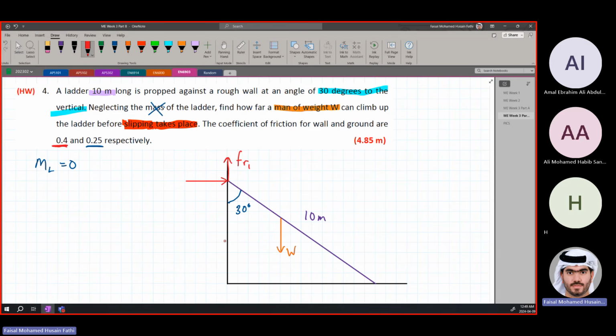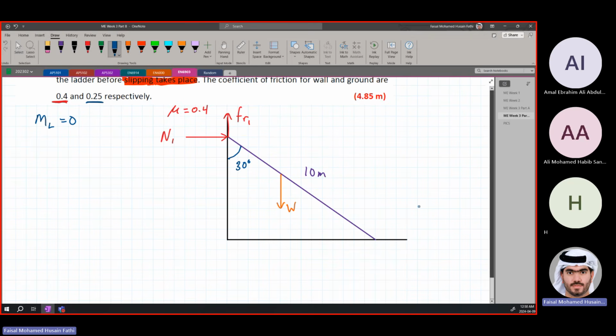Let's call it FR1. And let's call this normal force 1, N1. Okay? This is it, and we have mu here, which is equal to 0.4. Now, same exact thing, we will look at the bottom side. Just like before, if this is slipping, it is going to be slipping to the right. So the friction force is going to be to the left. So this is our friction force FR, and we're going to have a normal force going upwards, N2. So this is FR2 and N2.